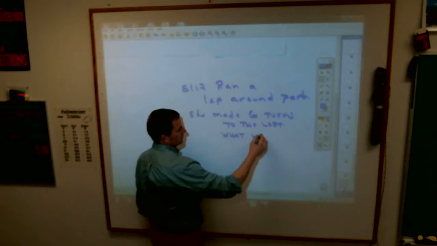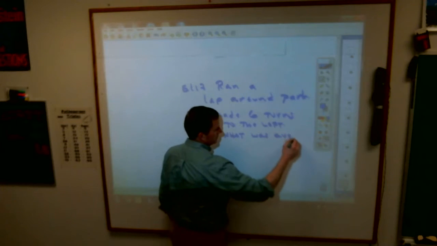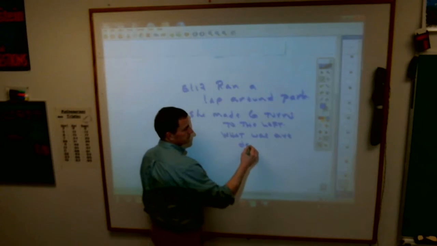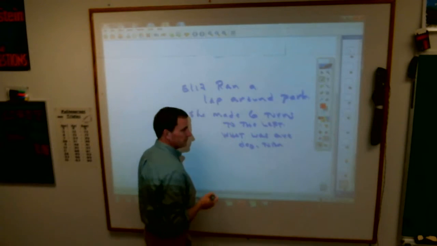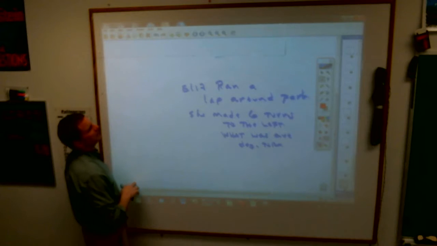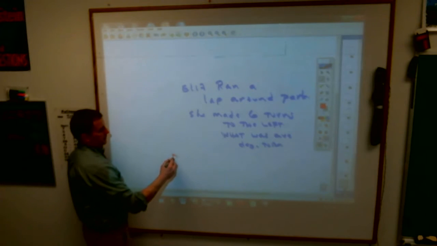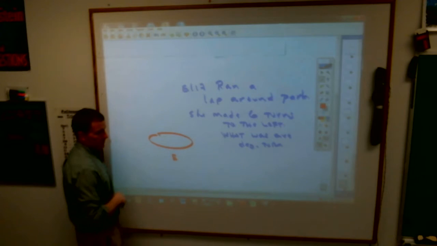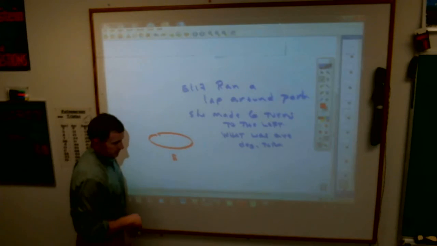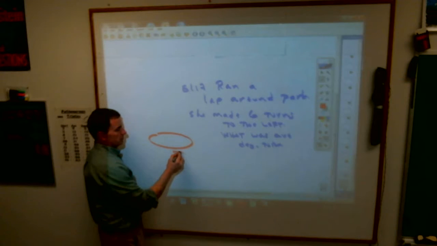What was the average degree turn? So here is what that would look like on paper. Okay, what's her name? Elizabeth. Here's Elizabeth, and here's the park. Let's say this is the park, even though it's not a circle. She made 6 turns. She's starting facing this direction. She's going to do 1 lap.